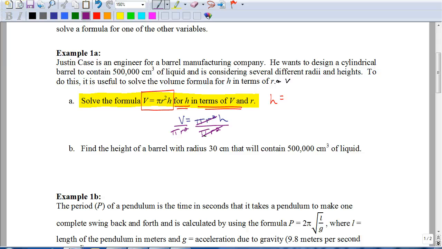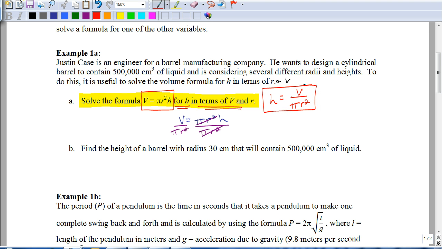Sometimes we get in the habit of just doing one thing at a time. Well, in algebra, we need to be familiar with and comfortable with multitasking, meaning we want to sometimes divide more than one item at a time. And this is just one of those times. We're going to divide by pi r squared. So now when I do that, I get the h by itself, which is my goal, equals V divided by pi r squared.